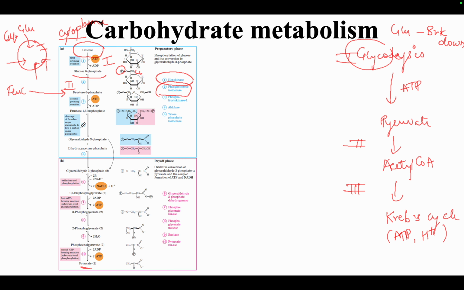And then the next step is where we have one more kinase enzyme involved, that is phosphofructokinase 1. This is also a very important enzyme where the regulation of glycolysis occurs. We'll study regulation in the next slide. In this step there is one more phosphorylation step, and again one more molecule of ATP is involved. So 2 molecules of ATP are involved in the first part of the reaction. That's why this phase is also known as the preparative phase.